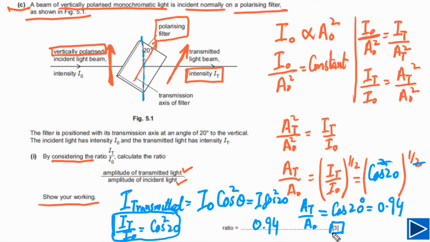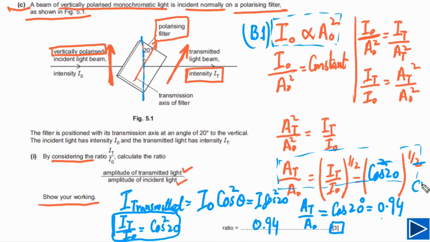This question has 3 marks. You will get the first mark, that is the B mark, if you have written the relationship between intensity and amplitude. Means if you have mentioned this one, you will get the first mark. And the C mark you will get if you have written this step. And you will get the final mark, that is the answer mark, if you have got the right answer. So this is the answer mark, and this is how marks will be awarded for this question.